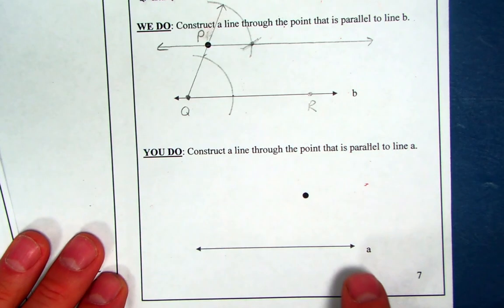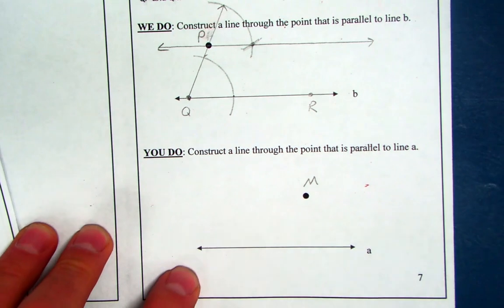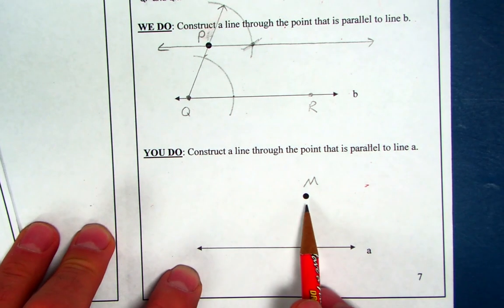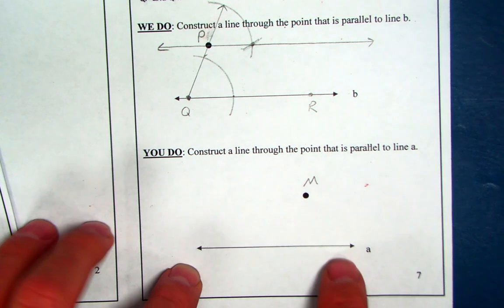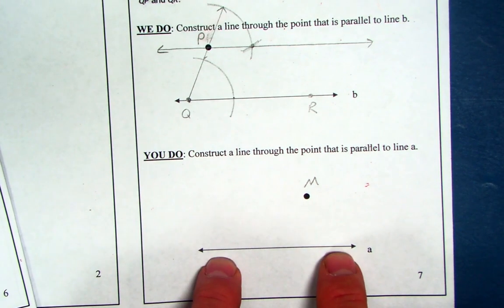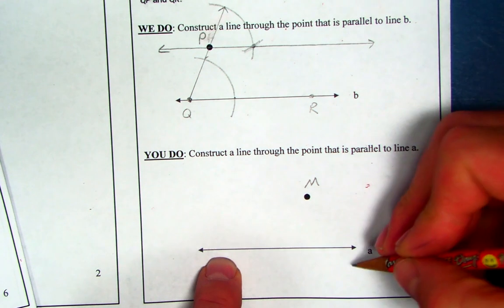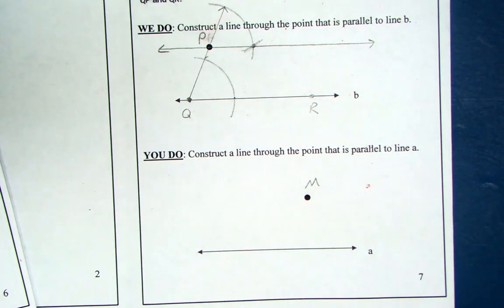All right, so go ahead and construct a line. We'll just call this one M, right? Construct a line through M that's parallel to A. And remember, the first step, or at least the next step, is to label a couple reference points on A and draw the line through one of those reference points and M so you can copy that angle.